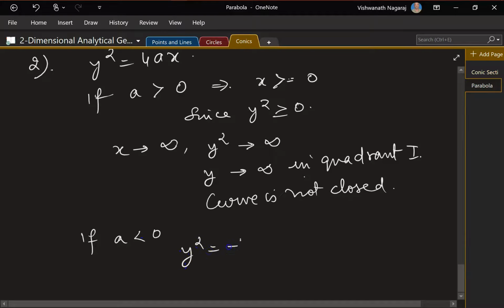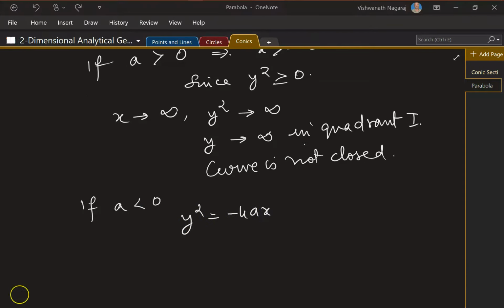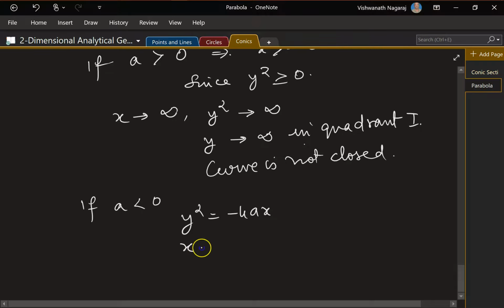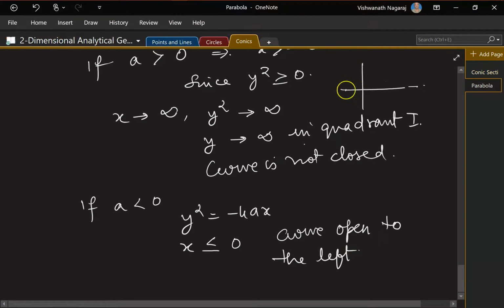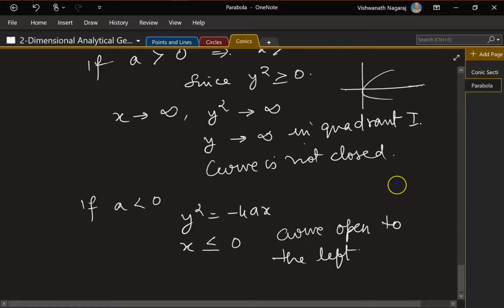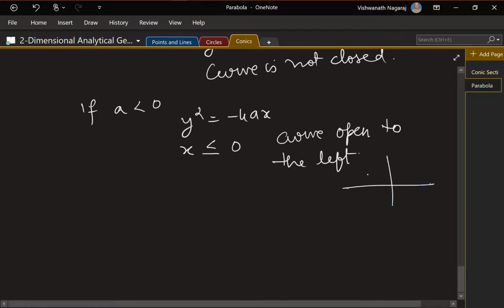Now if a is less than 0, y square would be minus 4ax. Now y square should not be negative, otherwise we get into imaginary worlds. So x has to be negative, so x would be less than or equal to 0. That means the curve opens to the left. So here it would be something like this, and here it would be something like this.